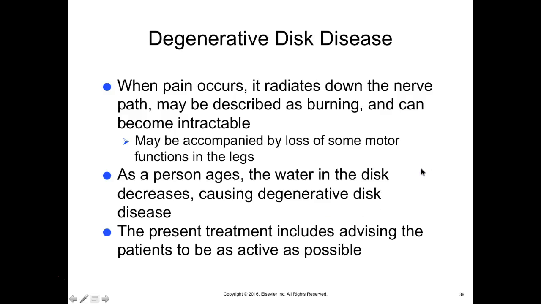All right, degenerative disc disease. Here we have pain occurs. It radiates down the nerve path and may be described as burning. It can also become intractable, may be accompanied by loss of some motor function in the leg. So it's a kind of a shooting pain. As the person ages, the water or fluid in the disc decreases and causes degenerative disc disease. The present treatment includes advising the patients to be as active as possible.